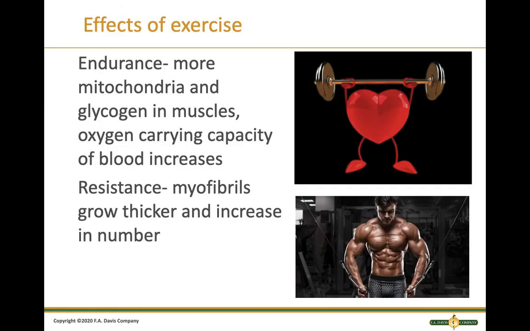Then last thing is the effects of exercise. So endurance exercise, this would be aerobic exercise, is going to cause the muscle cells to produce more mitochondria and more glycogen in muscles. It's also going to increase the oxygen carrying capacity of the blood, so it's going to make more red blood cells. It's going to make our heart more healthy, also makes our bones more healthy, and it's going to allow us to exercise for longer.